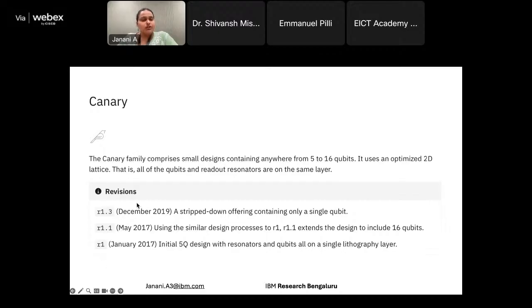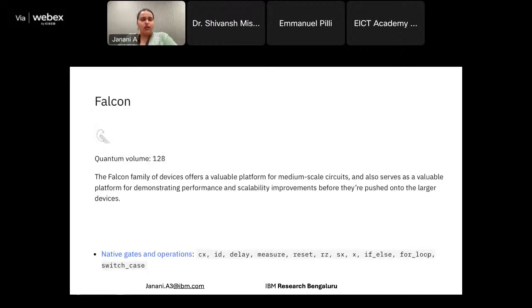So if you look at the revisions to Canary, you have R1, the initial 5 qubit design, where resonators and qubits are all on a single lithography layer. Then in R1.1, which was released in May 2017, you use a similar design process and extend it to 16 qubits. Then in R1.3, you have a stripped down offering containing only a single qubit.